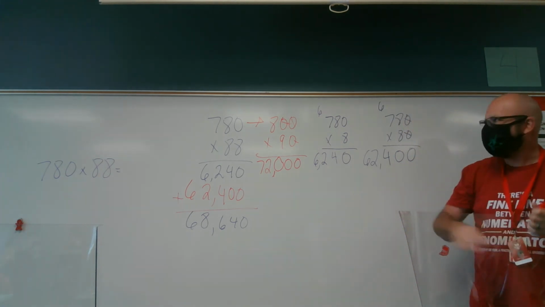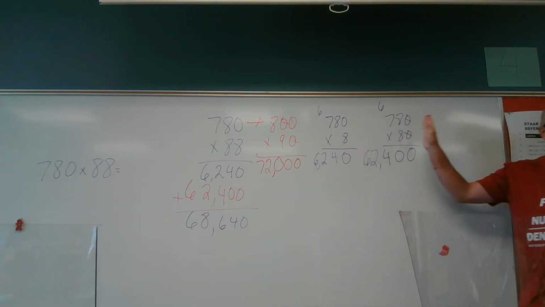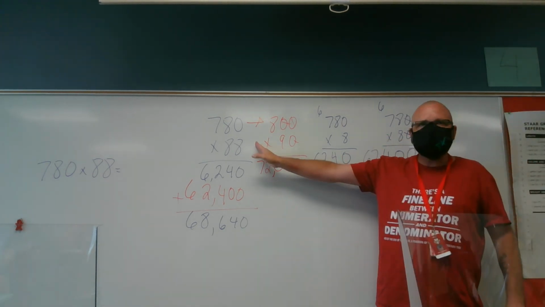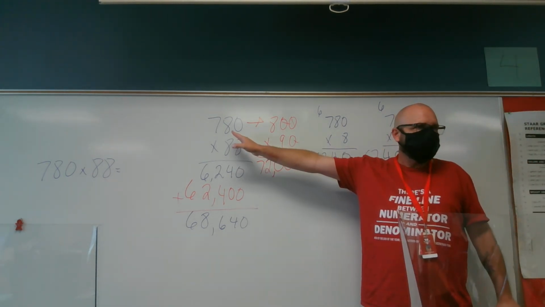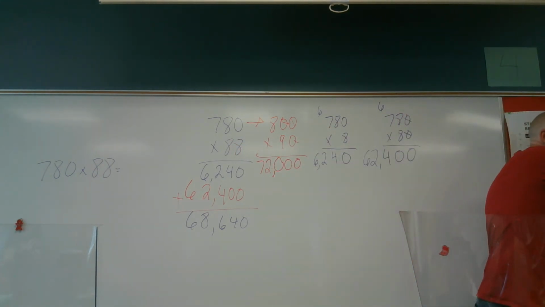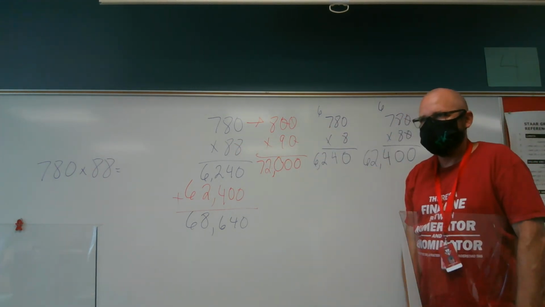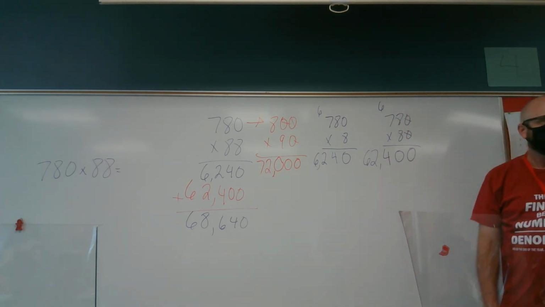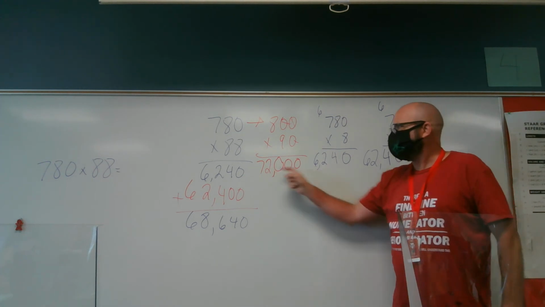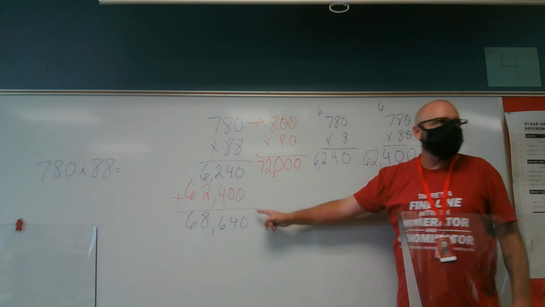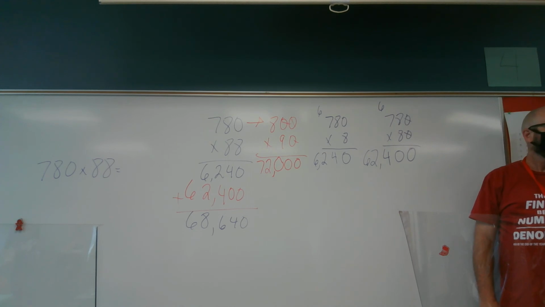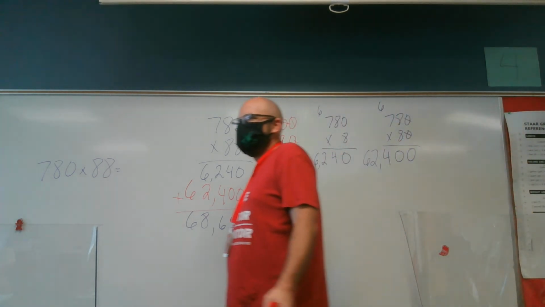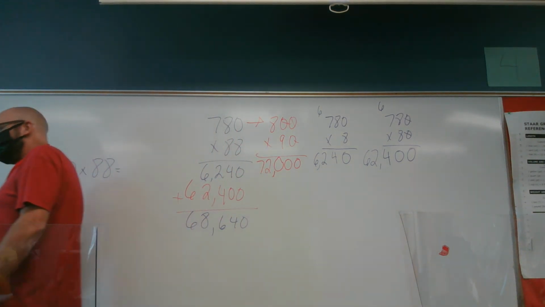Some people find it easier to break it into parts. Some people find it easier to use the standard algorithm. But no matter how you do it, you're doing the same thing. If you do it this way, you're just spreading it out. So it's easier to find if you made a mistake, and that's cool. It's 1 digit times 1 digit.